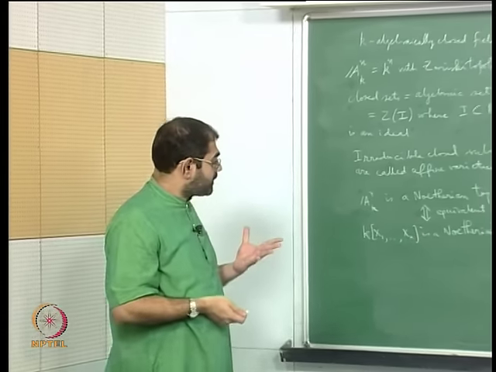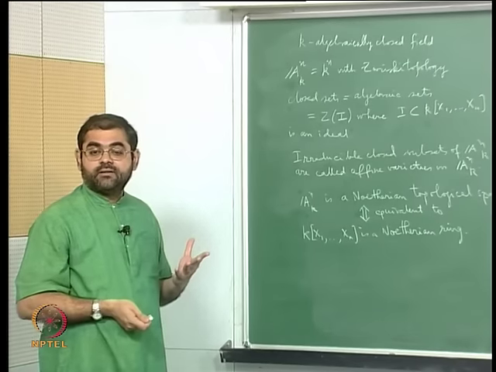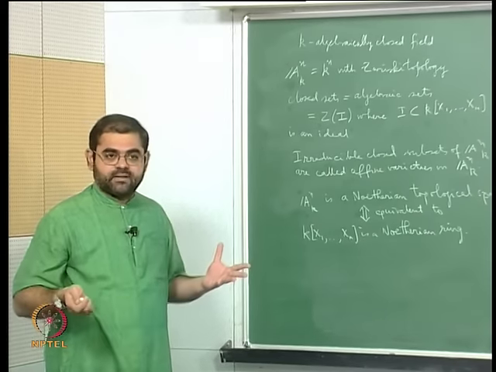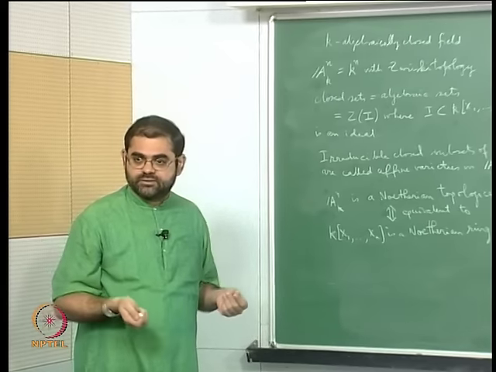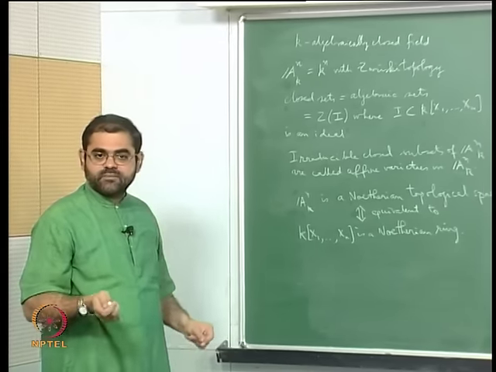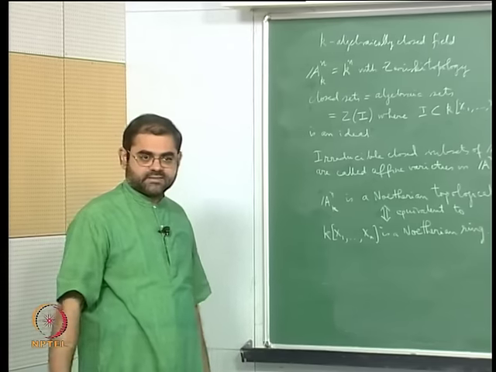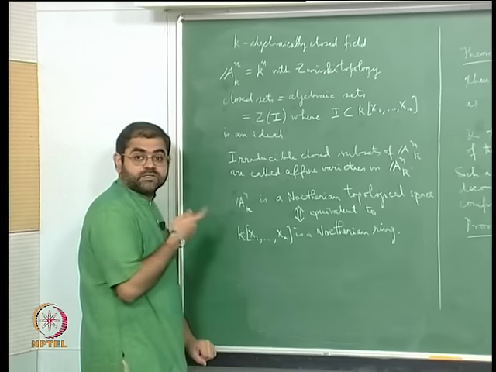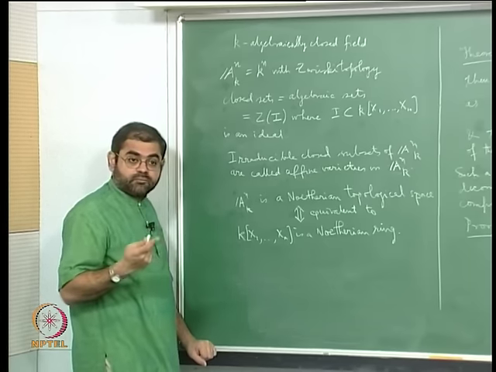And yet another condition is that given any non-empty collection of ideals, there is always a maximal element with respect to inclusion, okay. So whenever we say maximal, if nothing is mentioned, maximality is always with respect to inclusion as subsets, okay. And of course, each of these axioms has its own importance.